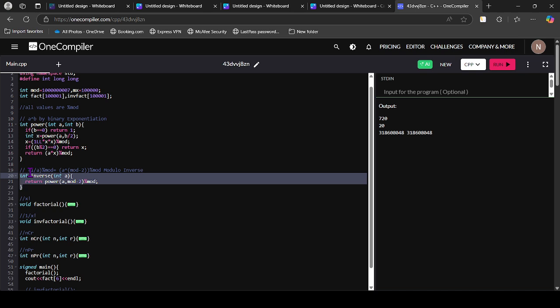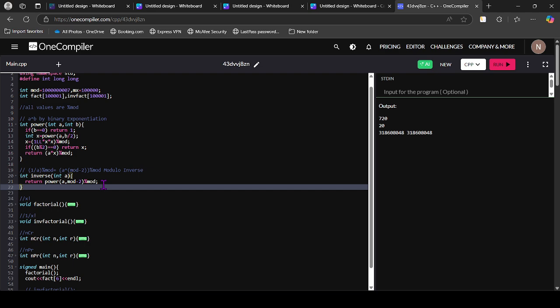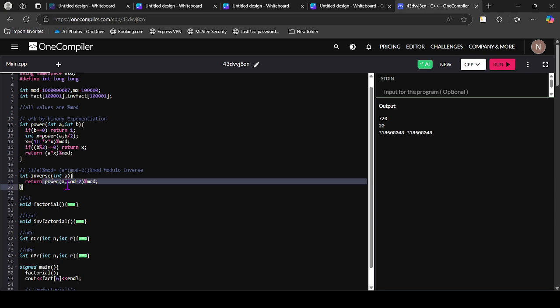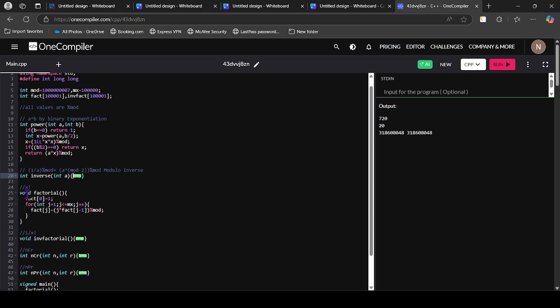And now coming to the inverse. We discussed that a inverse mod m is equal to a power (m minus 2) whole mod m. So it is power of a, mod minus 2. By this we can get the inverse of a, similarly in O of log n time. And now coming to factorial.